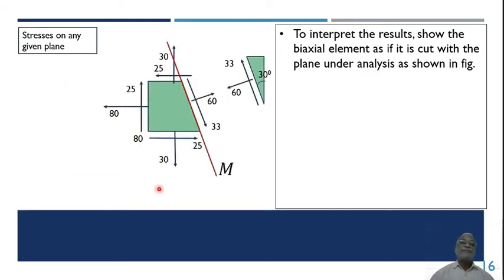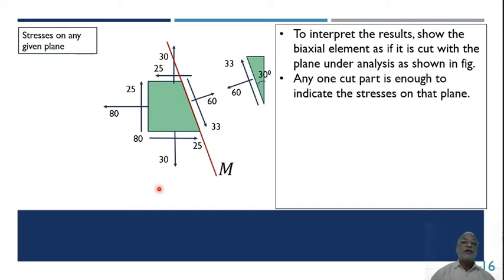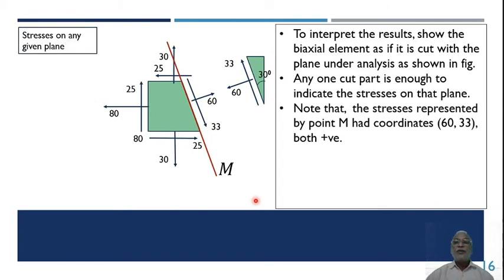So I have shown it here, right? When it is cut, obviously you get two pieces. You can draw this or this. The angle over here is 30 degrees. If you draw a vertical angle there, it's 30 degrees, or this will be 60 degrees, right? Any one cut part is enough to indicate the stresses on the plane. Note that the stresses represented by the point M had coordinates 60, 33. Earlier I said that it is 60, 33, both positive.